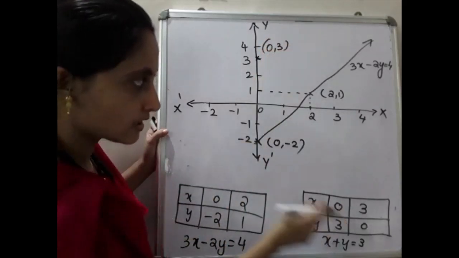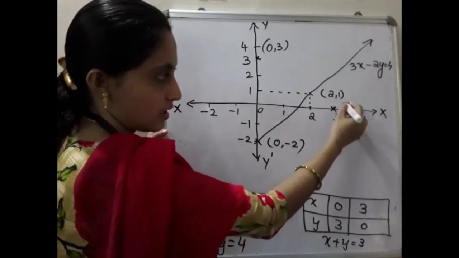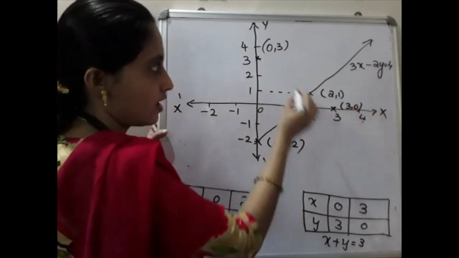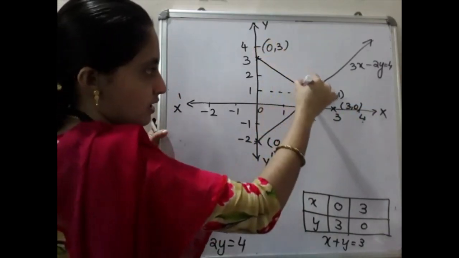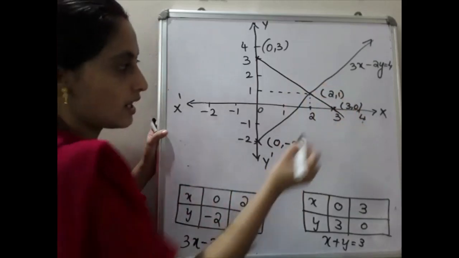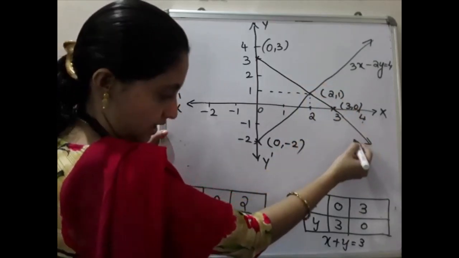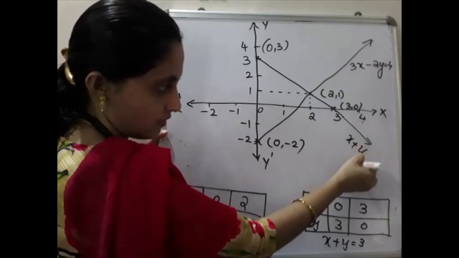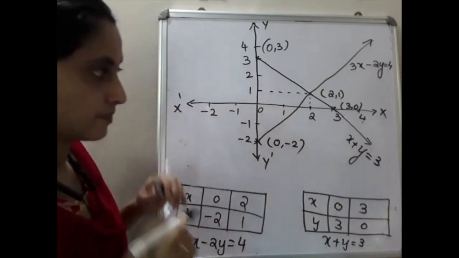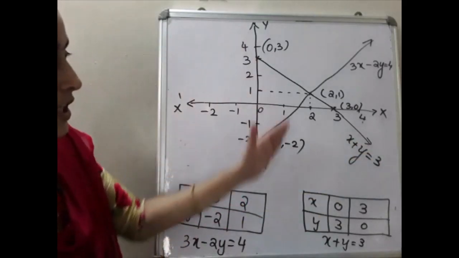Okay, next point is what? (3, 0). (3, 0) means this point. That is a point on the x-axis. You have to join that too, and write down here, the line is what? x plus y will be equal to 3. Clear? Then we need the intersection point.